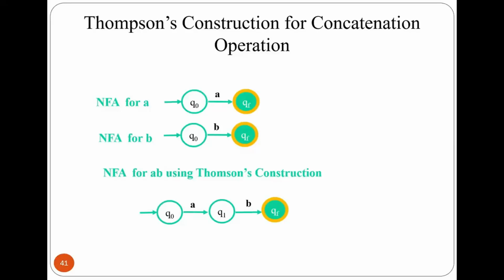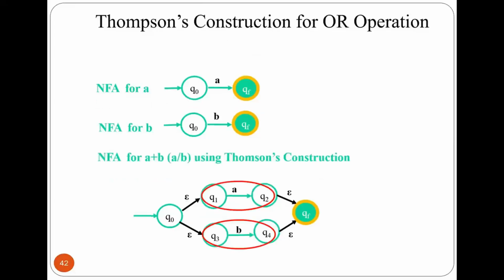When we talk about concatenation in Thompson's construction, no epsilon is added. I have 2 machines, one for A, another for B. If I want concatenation A dot B, then the simple machine will be A followed by B. No extra state, no extra epsilon. Then I move to A or B.